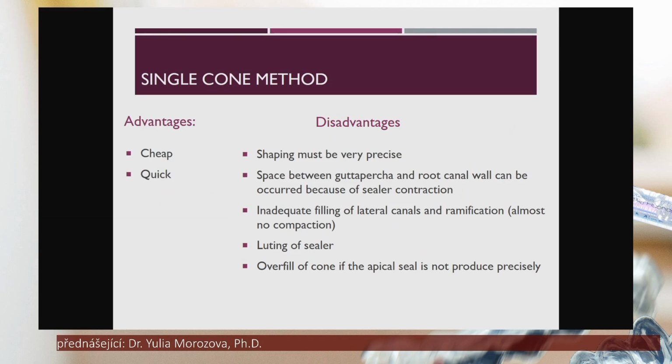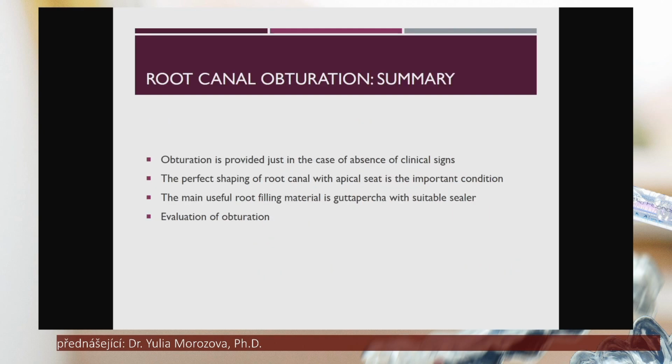The disadvantages I mentioned for the single cone method are the creation of space between the gutta percha and the root canal wall, because in time we can see sealer contraction, and also it's almost impossible to fill the lateral canals and ramifications. So nowadays it's not used, but as I said, some modifications like the single taper method are used, especially in combination with bioceramic sealers.